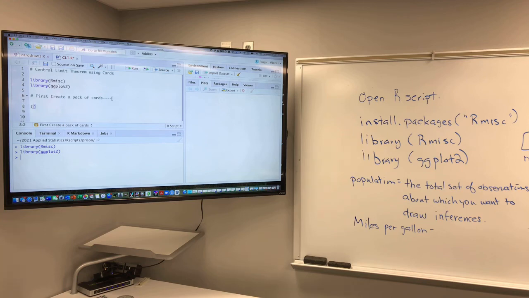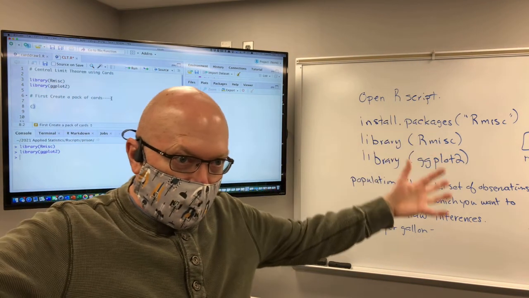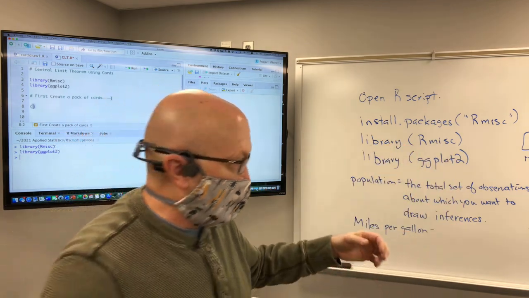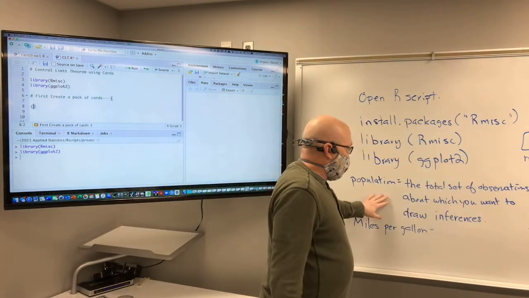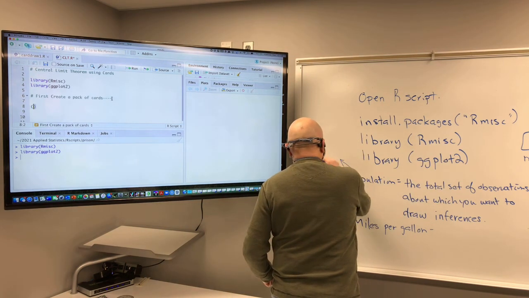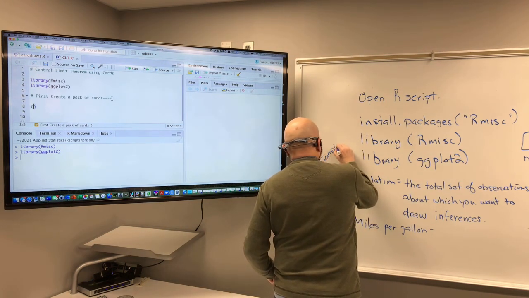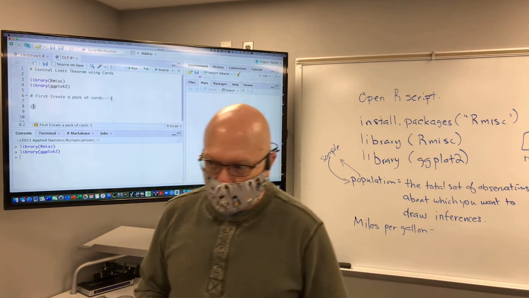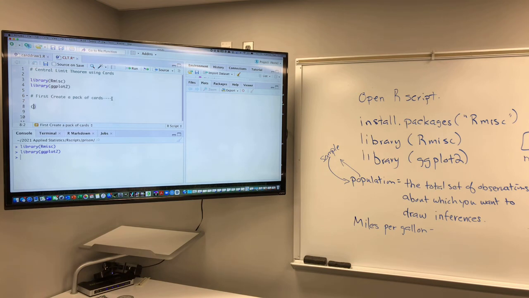So there's a big population of cars with miles per gallon that we can observe. We're not going to access that whole population. We're going to draw a sample from that population, and hopefully that sample tells us something about the population we drew it from. The point of the card drawing exercise was to illustrate to you how this works.